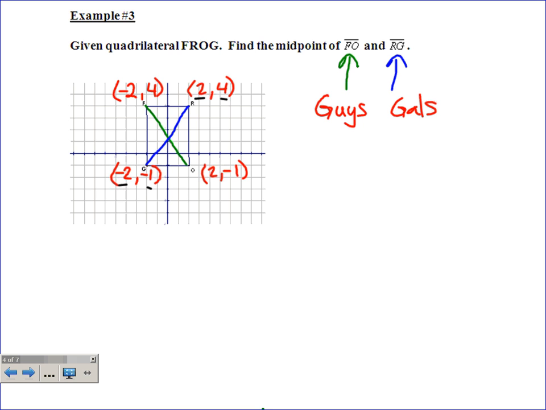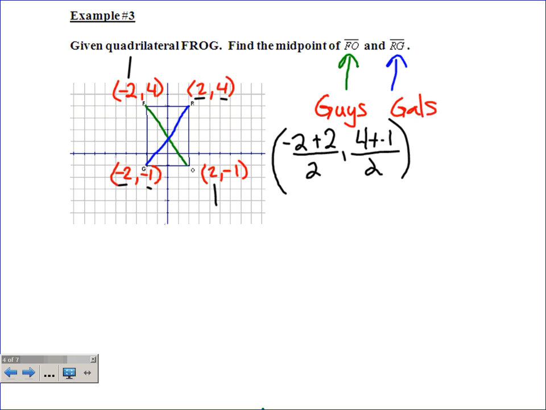Silas, what'd you write down? If you're going to show all your work, what'd you write down? -2 plus 2 over 2. That makes sense because he's adding together the x's. Okay, then what? 4 plus -1 all over 2. Okay, simplify this all the way for me.